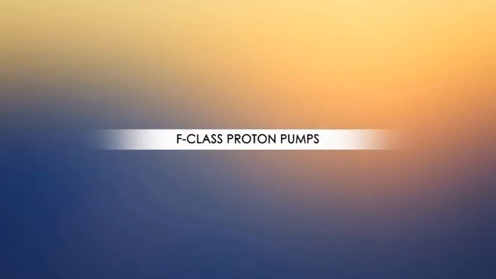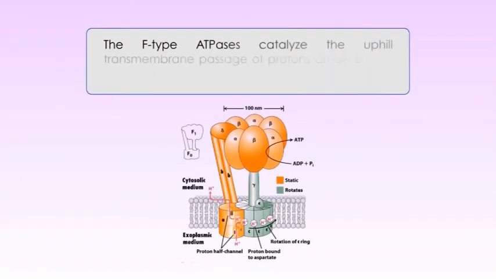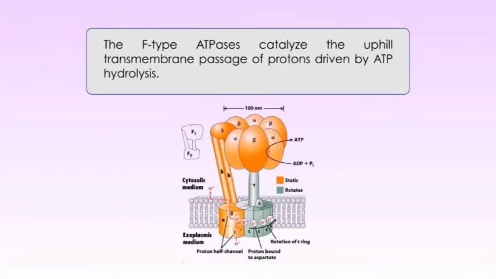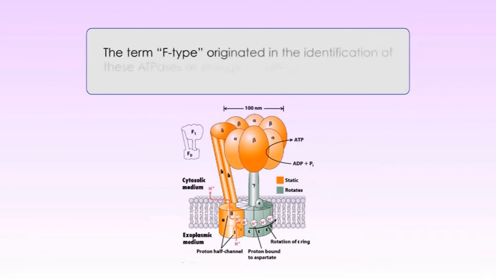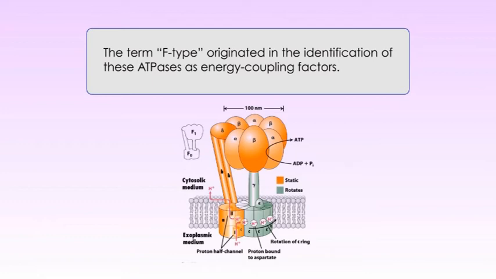Now let's study the F-class proton pumps. The F-type ATPase active transporters play a central role in energy-conserving reactions in mitochondria, bacteria, and chloroplasts. The F-type ATPases catalyze the uphill transmembrane passage of protons driven by ATP hydrolysis. The term F-type originated in the identification of these ATPases as energy coupling factors.